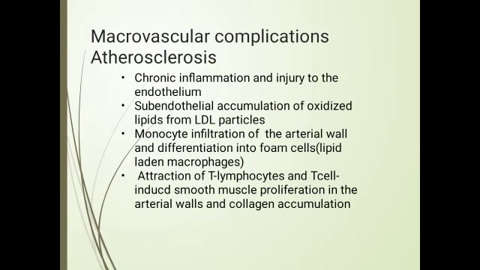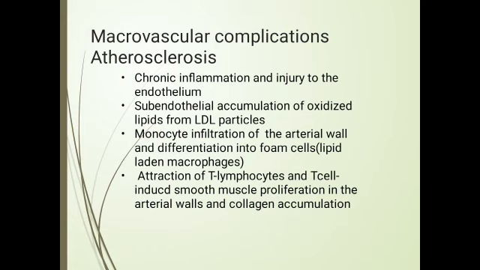What is the pathophysiology of macrovascular complications of diabetes mellitus? The underlying pathology is atherosclerosis. Increased blood glucose, that is chronic elevation of blood glucose, will lead to mechanisms which result in atherosclerotic plaque formation. So what are the mechanisms?